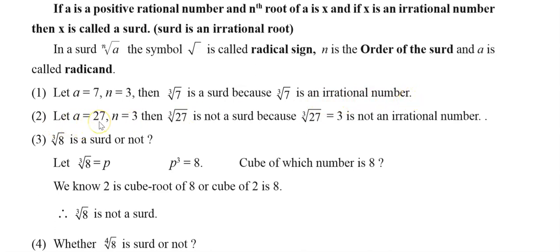Let a is equal to 27, n is equal to 3, which is called the order of the surd. That is, the cube root of 27 is not a surd because we know the cube root of 27 is equal to 3, and it is not an irrational number, and therefore it is not a surd. Next, the cube root of 8 is also not a surd. We know that the cube root of 8 is 2, and 2 is a rational number, therefore the cube root of 8 is not a surd.